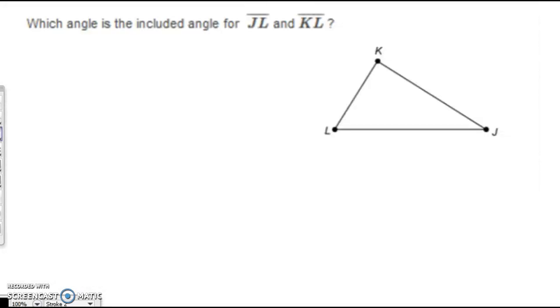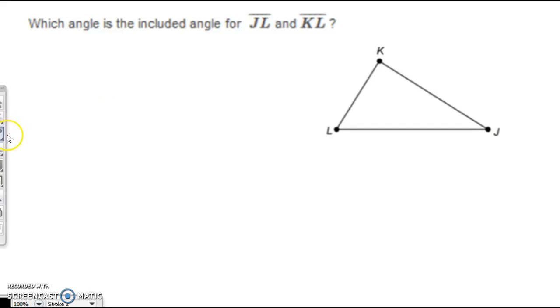Let's go ahead and look at this one. Which angle is the included angle for JL and KL? I'm going to go ahead and highlight these, JL and KL. And once you highlight it, I think you can tell that the angle in between those two sides would be angle L. You could also just look up here. Notice they both have the letter L, so L is going to be the included angle.